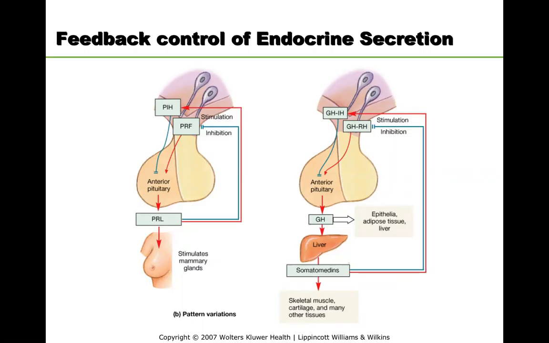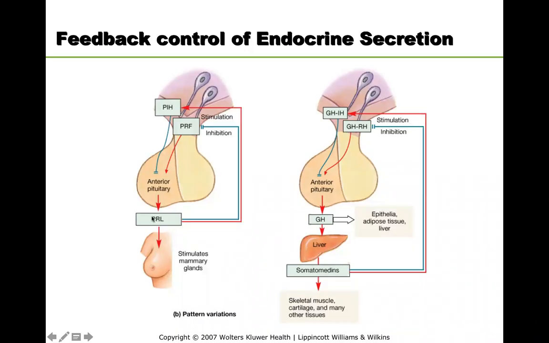Now, the production of some hormones is not similar to the way we have just learned. For example, in the production of prolactin, both prolactin inhibitory factor and prolactin releasing factor are present. These neurons produce them, and they act on the anterior pituitary to produce prolactin.